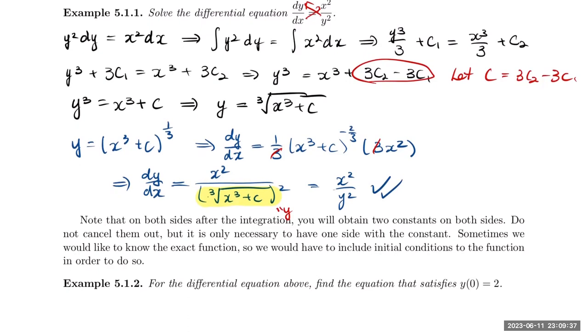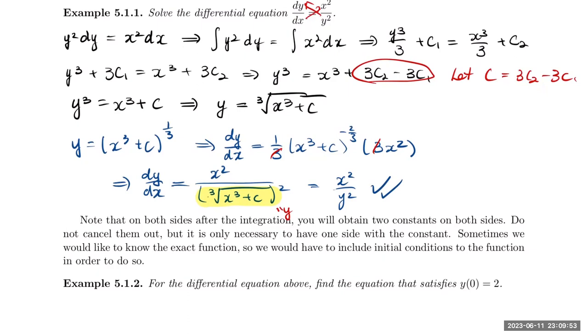Note that we've seen before that we will have two constants after taking the integral. We do not want to cancel them out because they might be different constants. They might be the same constants, we don't know.